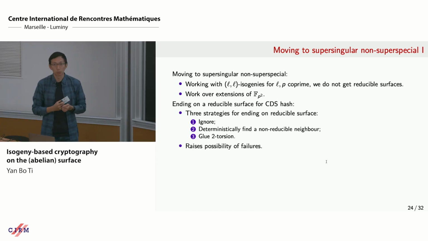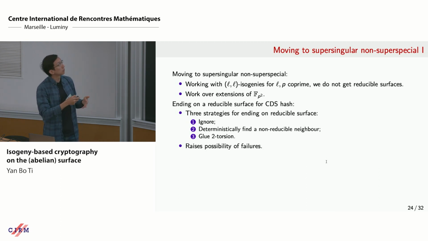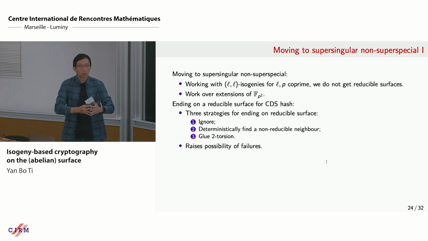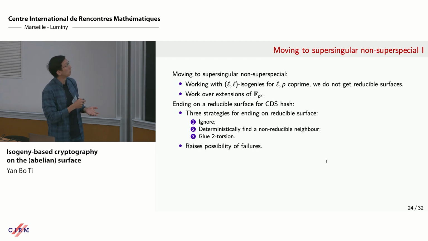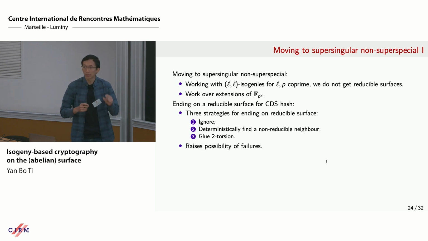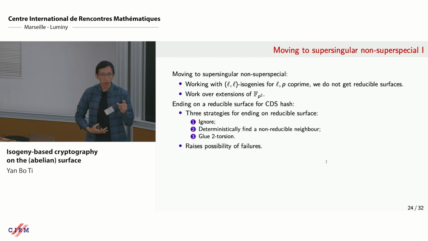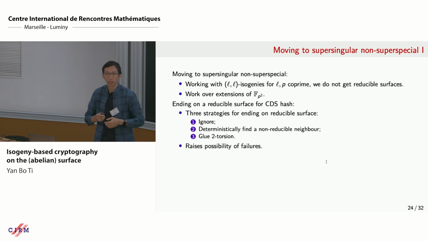And this raises the possibility of hash failures. But if you move to the supersingular non-superspecial, everything stays the same, but you are able to remove the possibility of failure. So not too sure what the downsides are, right? It seems quite simple. But all you have to do is to find the starting vertex, but actually that's not a difficult problem either. There are well-known ways to find supersingular non-superspecial curves using results of, for example, Ibukiyama, Katsura, and Ohashi.